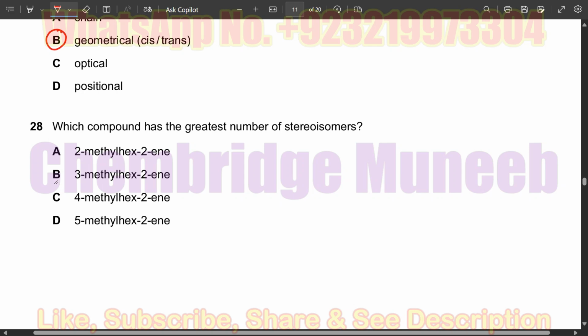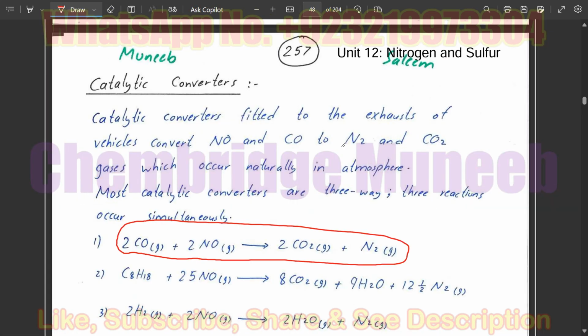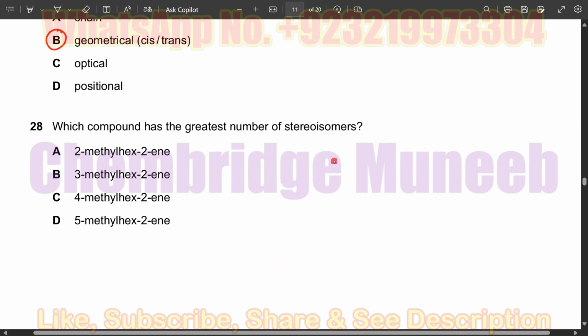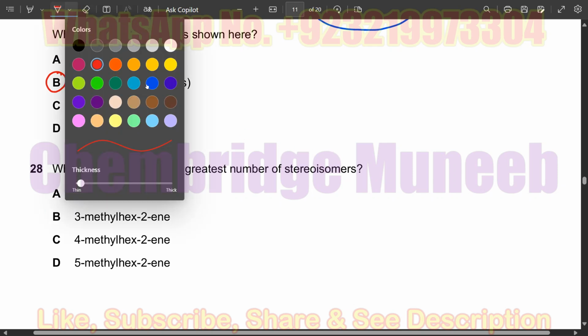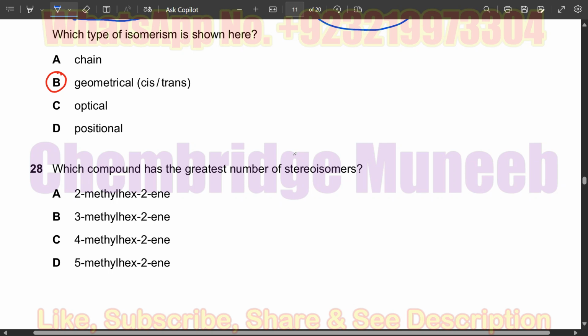Then question number 28: which compound has the greatest number of stereoisomers? So we have to tell the largest number of stereoisomers, and be mindful that stereoisomers contain both types, cis-trans plus optical. So we have to consider both types of isomers here.